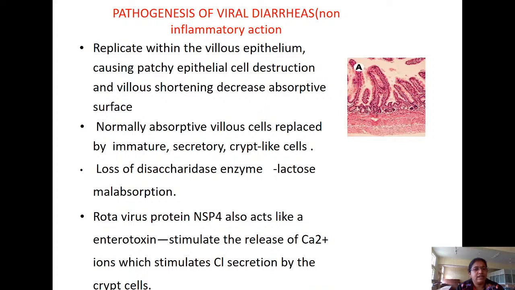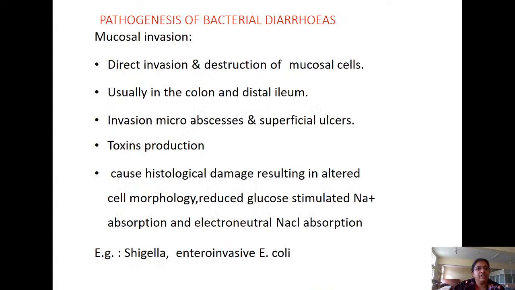There is also loss of disaccharidase enzymes, leading to lactose malabsorption. Then the rotavirus protein NSP4 also acts like an enterotoxin. It stimulates calcium ions, which stimulate chloride secretion by the crypt cells. So you are going to see a lot of purging in viral diarrheas. So we understood that there is a decrease in the absorptive surface due to destruction of the epithelial cells and villus shortening. The mature cells are replaced by immature secretory cells, there is loss of enzymes that help in absorption, and a viral protein acts like an enterotoxin and causes calcium release, which stimulates chloride secretion by the crypt cells. So this is predominantly the non-inflammatory action of viral diarrheas.